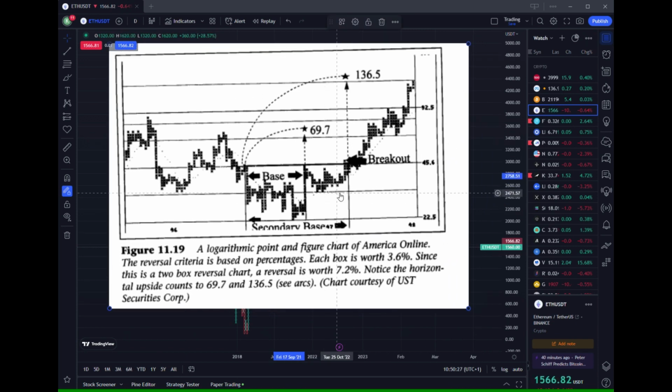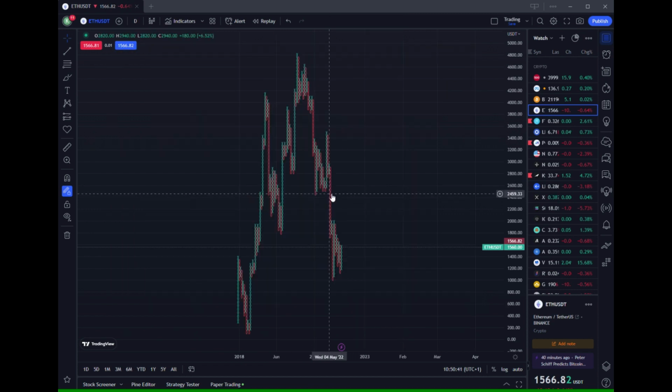Now I think this is the last one. This is another one of those fancy methods which they use. I'm not sure I'm really going to get into it, but they will use the base, and it was logarithmic, sort of point and figure.